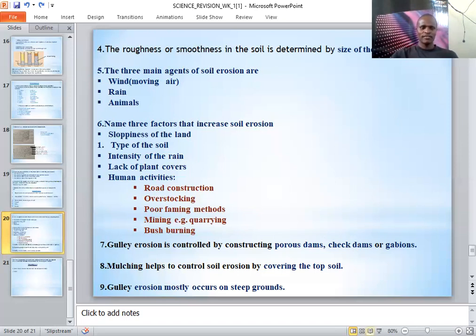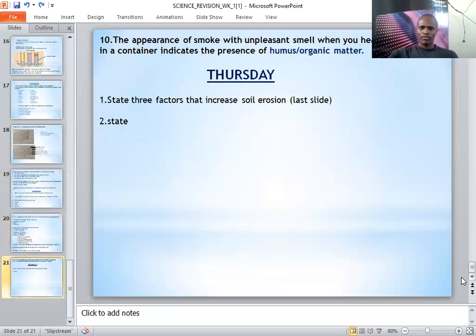Let's look at number 7. Gully erosion can be controlled by construction of porous dams. We have the check dams or gabions. So if you wrote those three, then you are right. Porous dams or just dams. I think we are supposed to write porous dams, check dams, or gabions. Those are the three answers that are acceptable. Let's look at the next one.